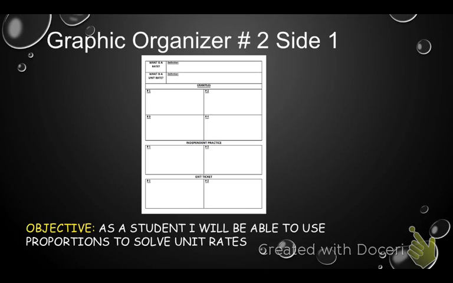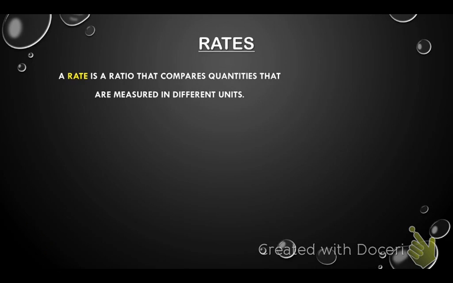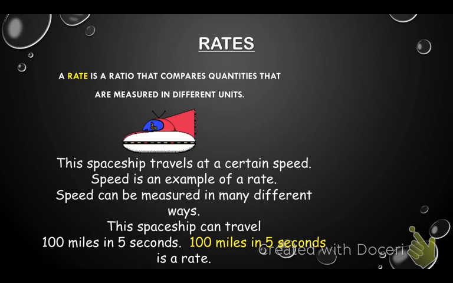Okay, we're going to move on. Okay, rates. The first part of your graphic organizer wants a definition of rates. So what is a rate? Well, a rate is a ratio that compares quantities that are measured in different units. For example, this spaceship travels at a certain speed. Speed is an example of a rate.